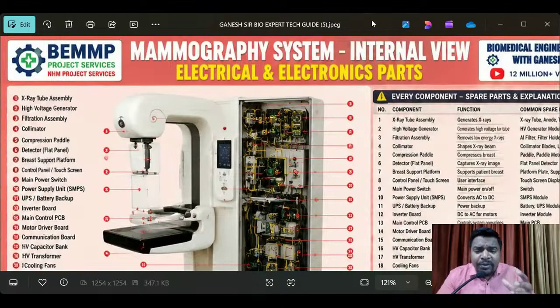So many types of phobia you have. Yes, so those things, as a biomedical engineer, you should remove from your mind. Okay, and try to focus. Now the next slide presentation in this live session is mammography equipment.